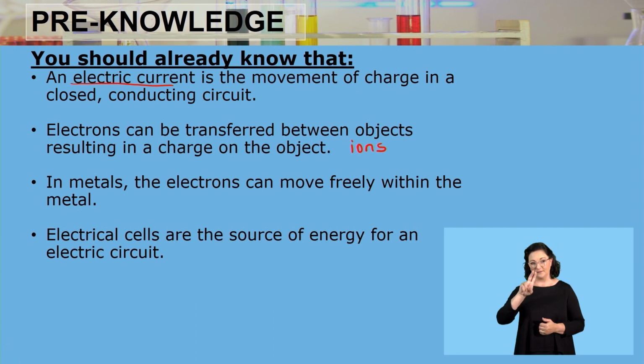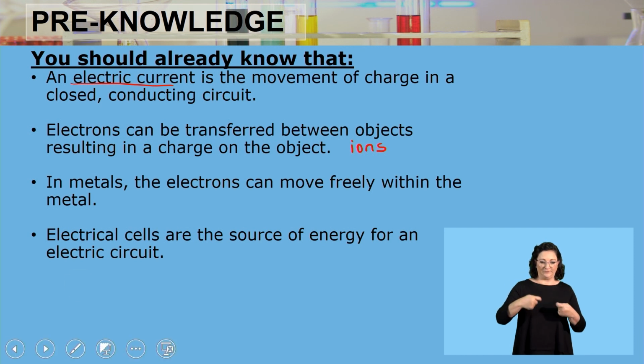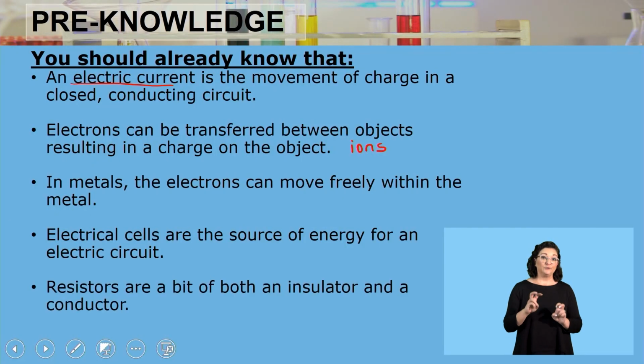In addition to that, we also know that electrical cells are the source of energy for an electric circuit. A battery consists of cells, and it can be more than one cell. If it's more than one cell, it is a battery made up of those cells, and those cells are going to be the source of energy for the electric circuit. Basically, they supply the energy into the electric circuit.